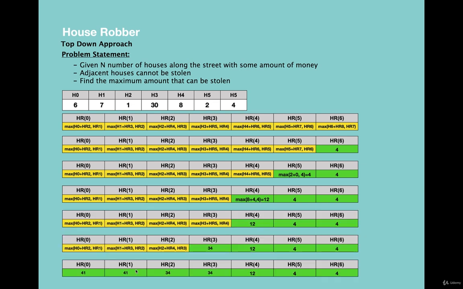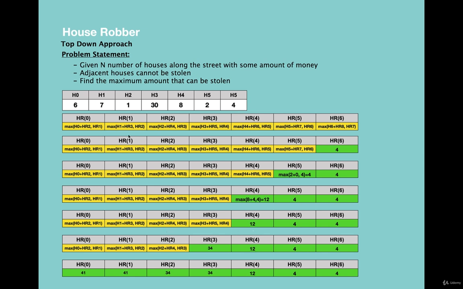Now it continues like this until we reach the final problem. Now the final answer is 41. So these values are calculated based on these equations over here. So I'm not going to explain them one by one. So if you look at them carefully, you will find out how they are calculated.